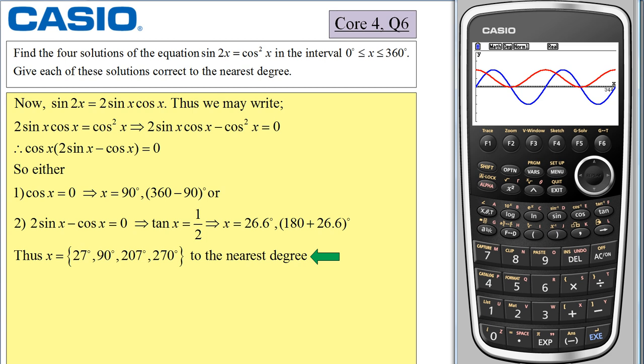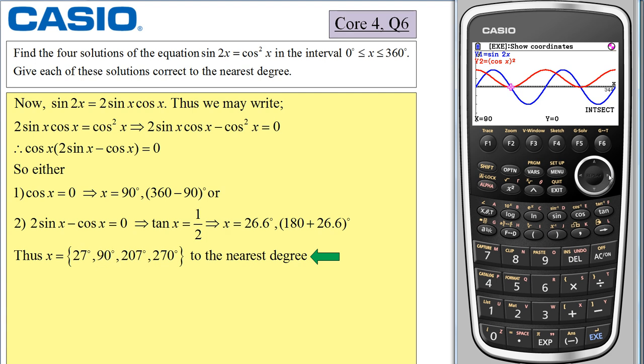Okay, now let's look at points of intersection using F5 for G-solve. It's F5 again for intersection, and the first point I get is 26.56 degrees, or to the nearest degree that's 27 degrees, and you can see that corresponds with this one here. I then move along, and the next one is at x equals 90 degrees, which is this one here.